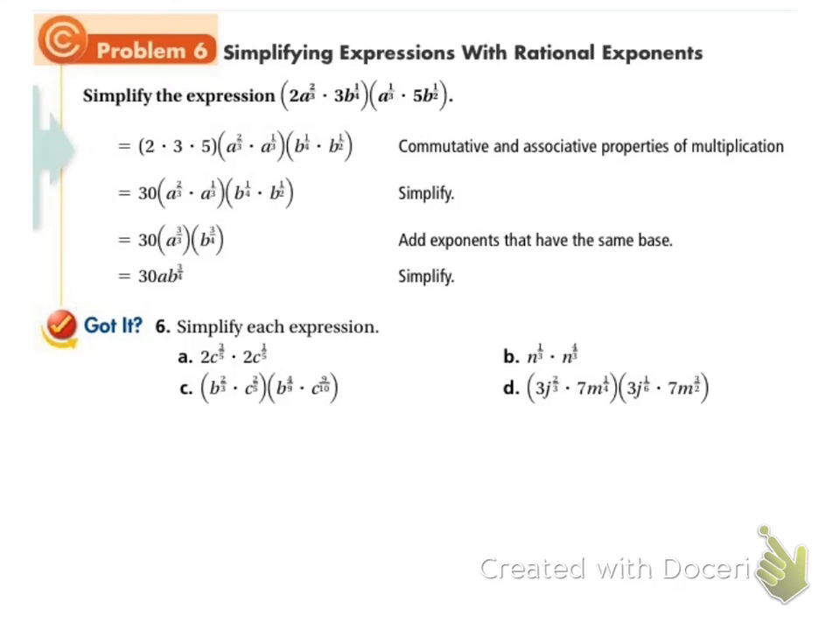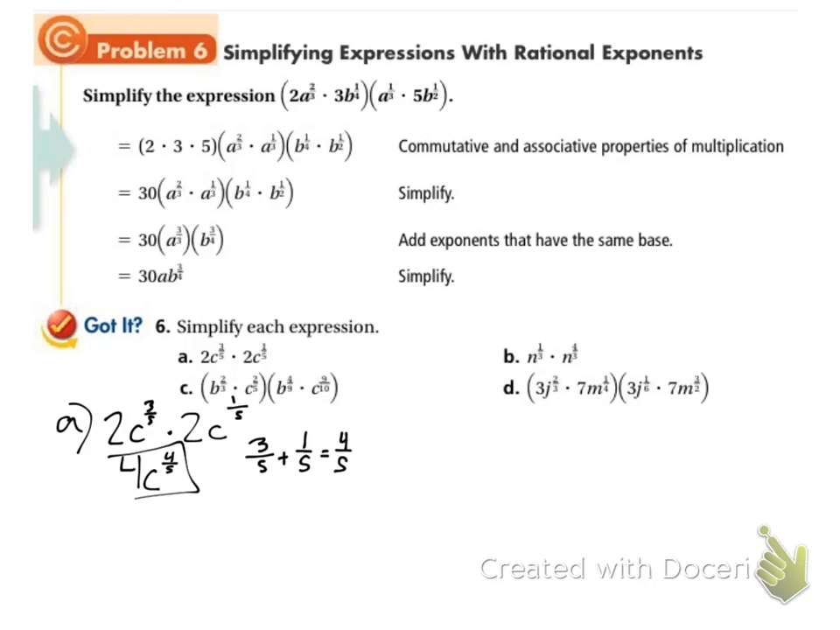And then we'll try doing this with variables and exponents. So if we look at A, we've got 2c to the 3/5 times 2c to the 1/5. So again, we think back a few sections. We multiply our coefficients up front. So 2 times 2, that's 4. And I'm going to have c to the something. I need to add my exponents to figure that out. So I've got 3/5 plus 1/5. Well, that's just 4/5. So this is 4c to the 4/5.